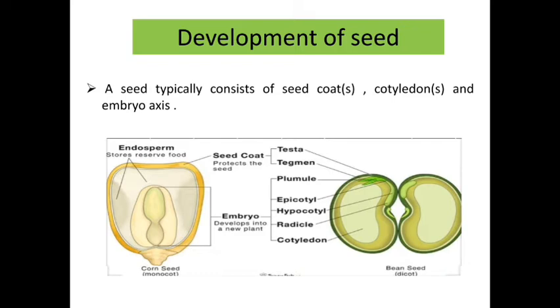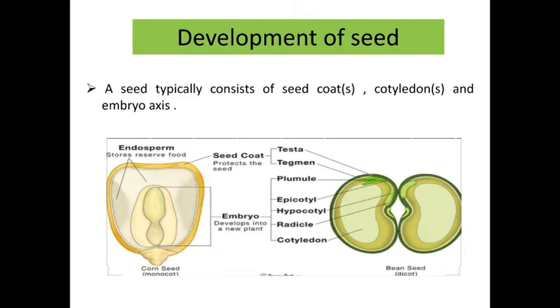Another is cotyledon. Now can you see the cotyledon here? Monocot has only a single cotyledon, whereas dicot has two cotyledons. Then the embryo axis, that is epicotyl, hypocotyl, radicle. All these together we can say are the embryo. So the embryo develops into a new plant.